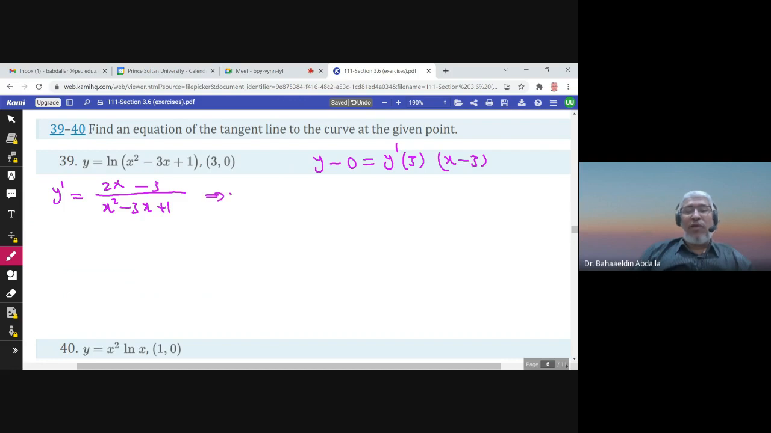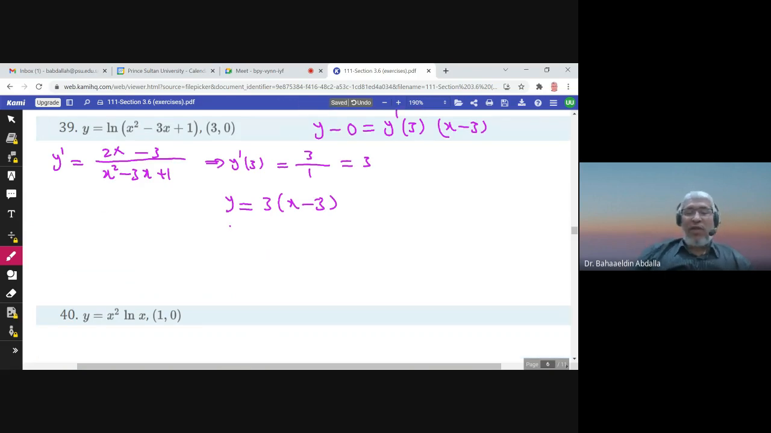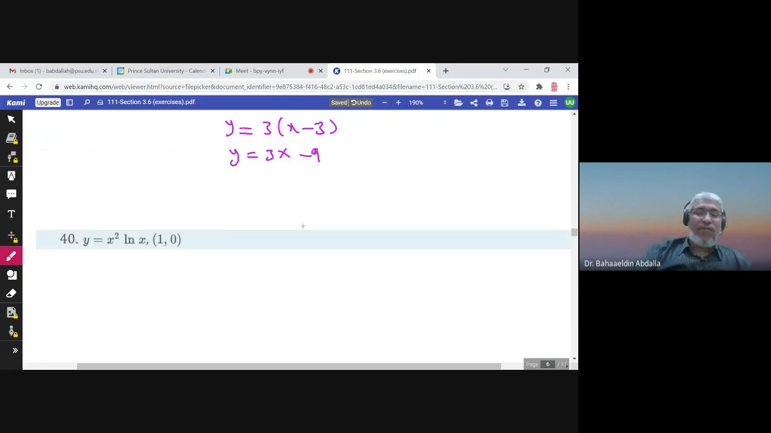And now to find y prime of 3, I replace x by 3. 2 times 3 is 6 minus 3 is 3. 9 minus 9 is 0 plus 1. So it is 3. The slope is 3. The equation of the tangent line is y equals 3 times x minus 3. You can leave it like this or you can write it 3x minus 9.